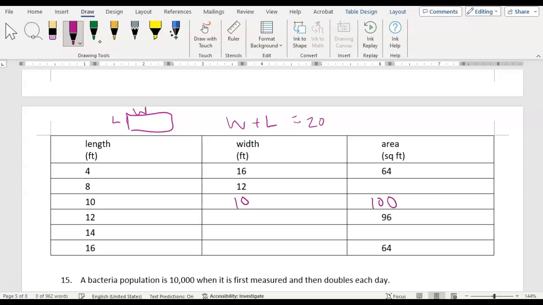This would be 100. 8 times 12 is 96. If we have 12 as a length, we have 8 as the width. So that would be the inverse of this, right? Also 96. 14 means it's 6. 14 and 6, there is 60. Oh, no, sorry, 14 and 6. So 6 times 14, 24, carry the 2 is 84. Sorry about that, there we go. 84. And then 16 and 4 gives us 64.